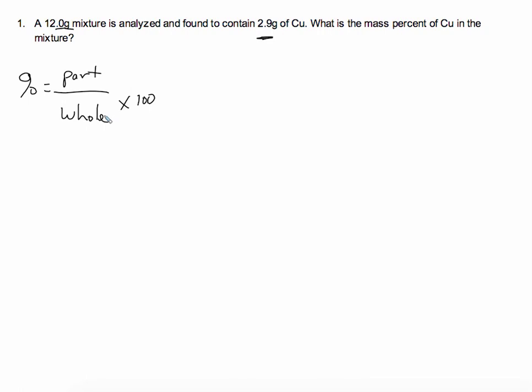So why don't you pause the video and see if you can do this now, if you didn't understand it before. Okay, so to find the mass percent of just copper, you just take the mass of copper divided by the mass total times 100. So the percent of copper, if you do the math, is equal to 24%.